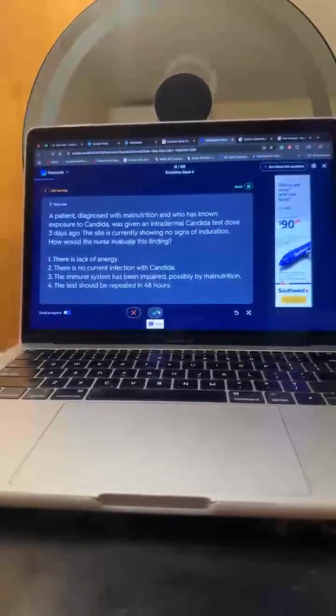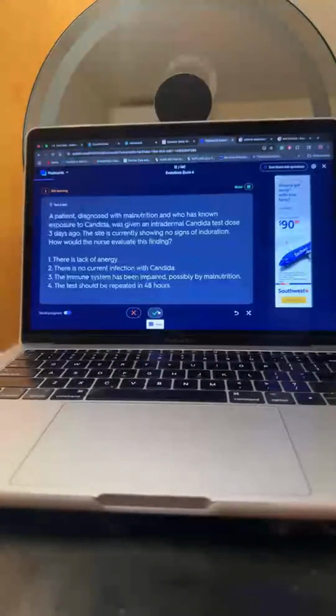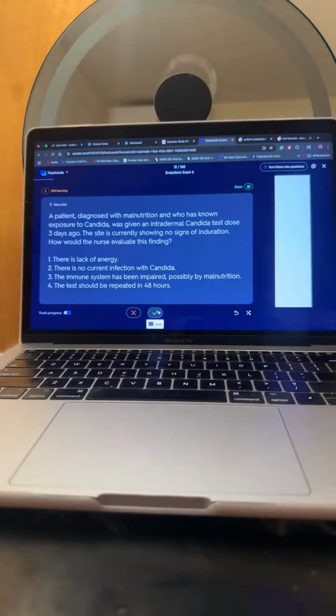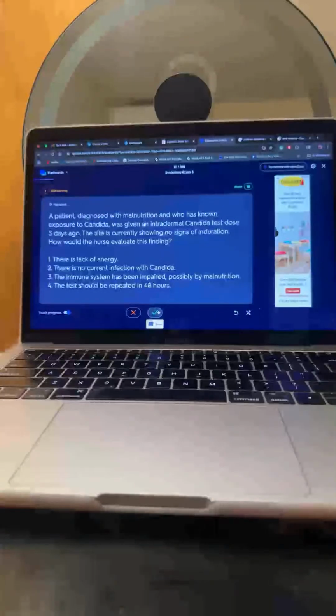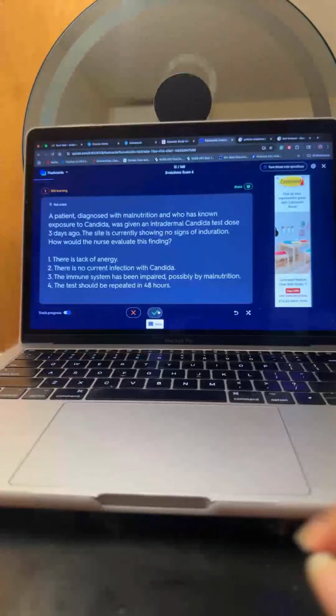Lovely. A patient diagnosed with malnutrition and who has known exposure to candida was given an intradermal candida test dose 3 days ago. The site is currently showing no signs of induration. How will the nurse evaluate this finding? 3.